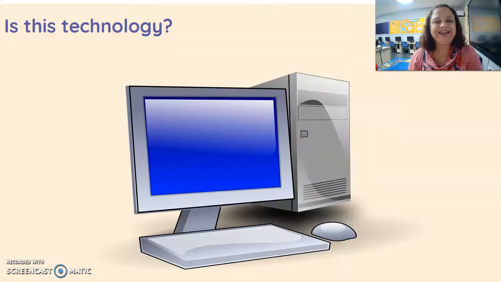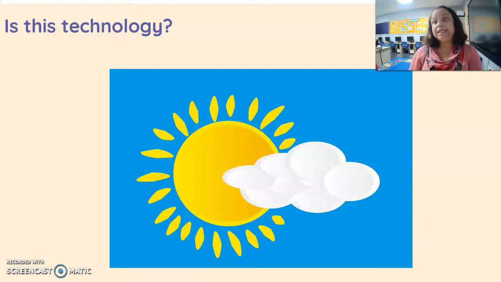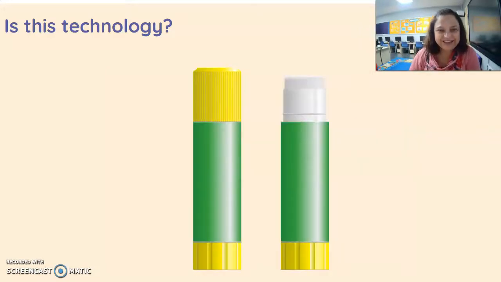Well done. And a desktop. Is it technology? 1, 2, 3. Yes, it's technology. Good job. And the sun and the clouds. Is it technology? 1, 2, 3. Not technology. Only Allah can create the sun. And even a glue stick. Is this technology?